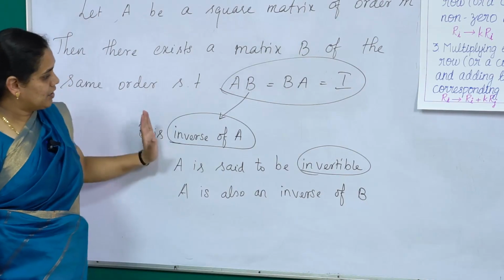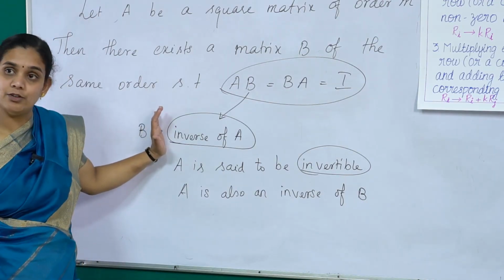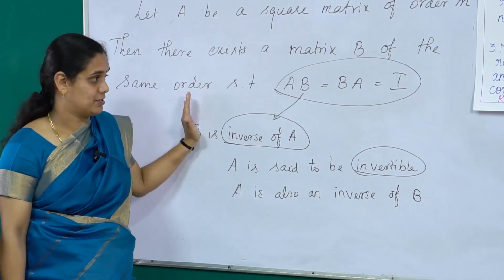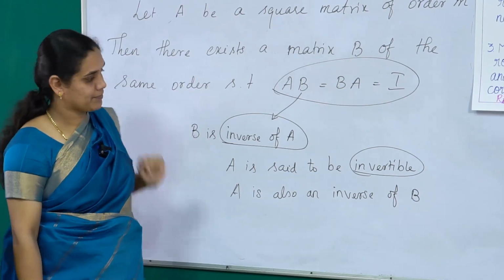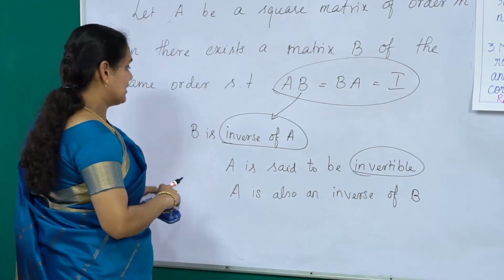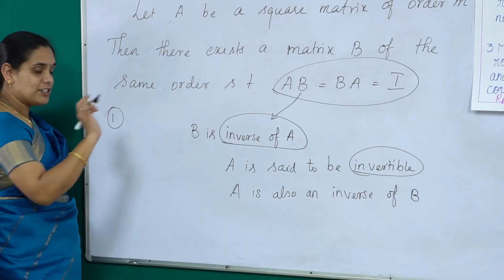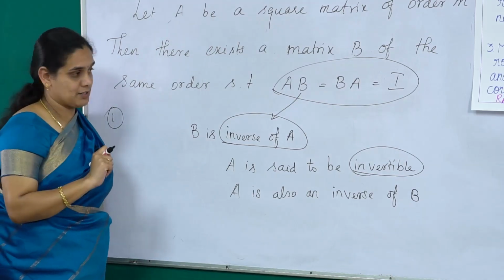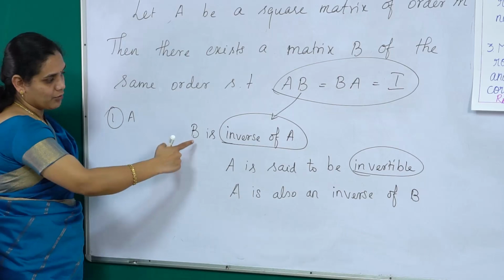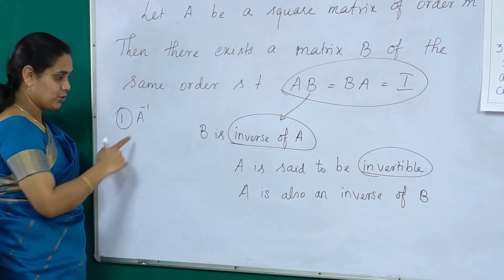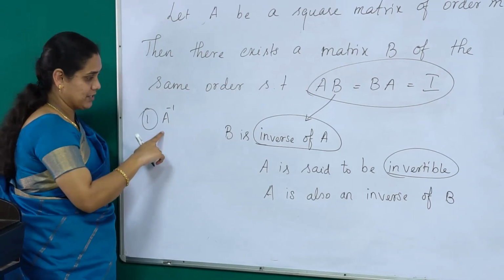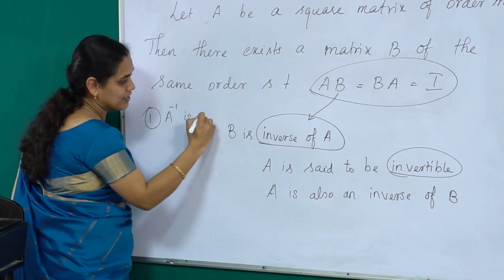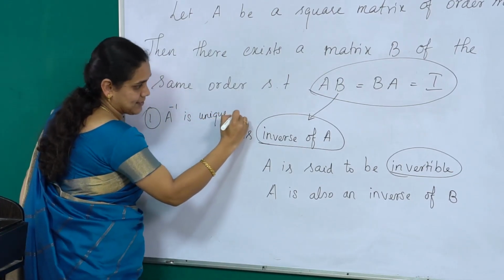Okay. Does it exist for a rectangular matrix? No, clearly not. The inverse will exist only for square matrices, not for rectangular matrices. An important result: the inverse is always unique. You cannot find two inverses for a single matrix. We denote the inverse as A power minus 1. You should not read it as A power minus 1, just for your understanding I am saying this. You should call it A inverse. A inverse is always unique if it exists.